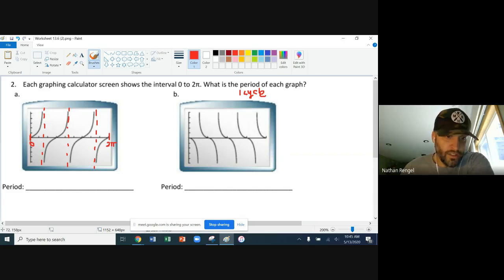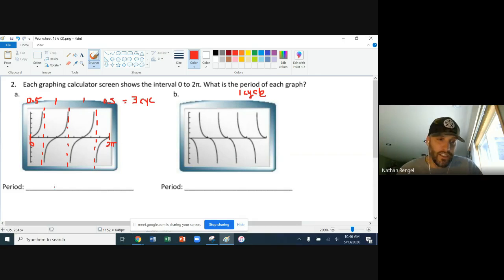Now, as far as the cycles, a cycle is a complete curve where it's going down and then going up. So this would be considered one cycle. This would be considered one cycle. This would be considered half of a cycle. I'm going to call it 0.5. And then this would be considered half of a cycle, which is 0.5. So all in all, if we add that up, we've got a total of 3 cycles. And those 3 cycles occur between 0 and 2 pi.